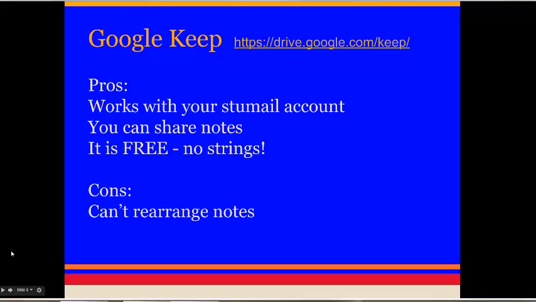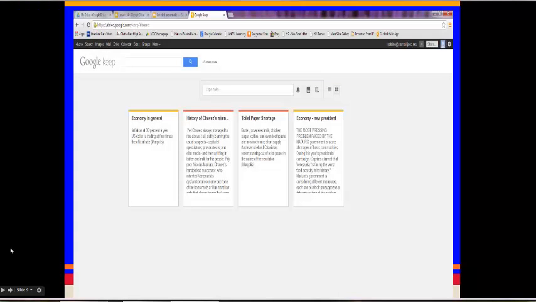If you want to play around with it, it's a great no strings attached option. The downside, I think, to Google Keep is that you can't rearrange your notes. So let's take a look. Here's what I did in Google Keep. I pulled up some articles on Venezuela and their economic situation, and I recorded that information on Google Keep Notes.